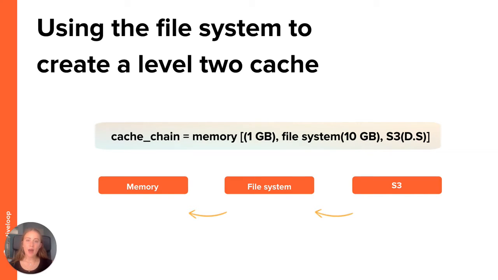You can say you have a memory that is 1 gigabyte, and you have the file system that is 10 gigabytes, and you also have S3, which is your dataset. Now you're able to store 11 gigabytes of stuff on the local server. So when you ask for something, the cache chain will be called as well. So first, it will ask the memory, and then it will ask the file system, and if it does not have it there, the file system is going to ask S3. If S3 has it, you can give it back to the file system where the cache is updated, and then the file system gives back the data to the memory.